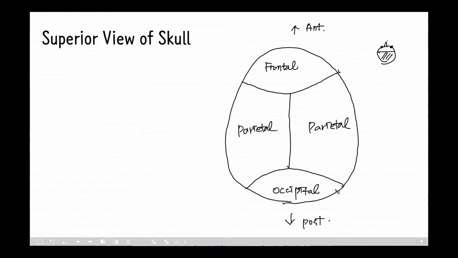The squamous part of the frontal bone is anterior. This is the frontal bone's squama or squamous part, and the squamous part of the occipital bone, this is the squamous part of the occipital bone, is the posterior. The two parietal bones meet in the midline and separate the frontal from the occipital bone like this.